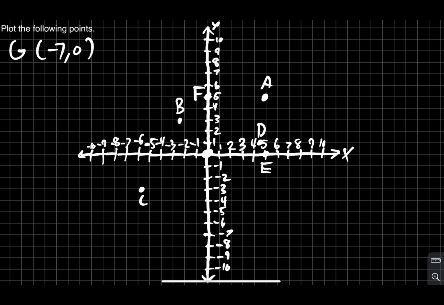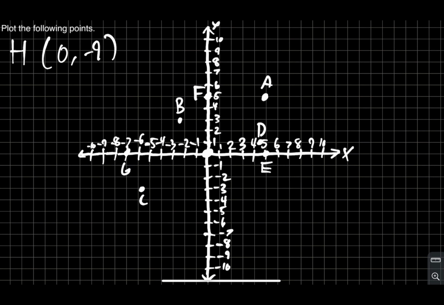Now for point G, it has an x value of -7 and a y value of 0. So the x value is going to be -7, so it's going to be at this point right here. And then we have 0 for the y, so that means it stays where it's at. It doesn't move up or down. It's on this axis. So that's going to be your answer.